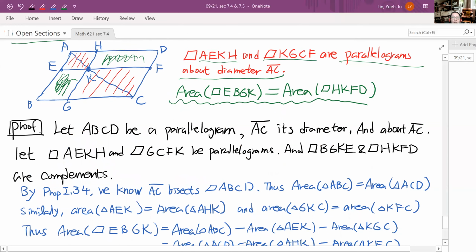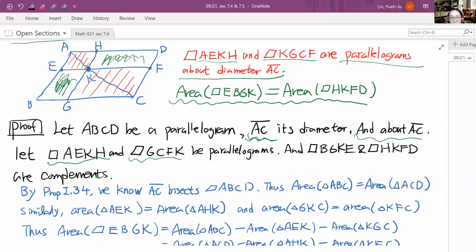Okay, so now we say, okay, we have ABCD as a parallelogram to start with, and we have AC as a diameter. Okay, and about AC, we will have two parallelograms, right? AEKH and also GCFK. Okay, those are the two parallelograms. And we call the other two parallelograms BGKE and HKFD the complements. Okay, so these are the complements. Okay, so now how are we going to prove it? This is actually also straightforward. You just need to set certain things equal.